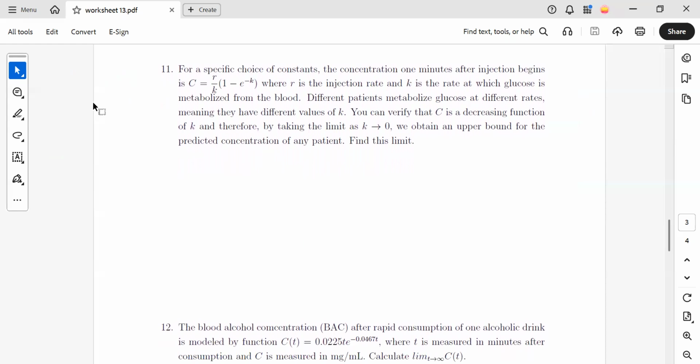Number 11 is a word problem. Please pause the video, read the problem, and then listen to the solution. Okay, based on the information that we have here, when k is approaching 0, 1 minus e to the negative k is also approaching 0. We know that any number to the power 0 is just 1, so 1 minus 1 is approaching 0. And then we can apply L'Hopital's rule.